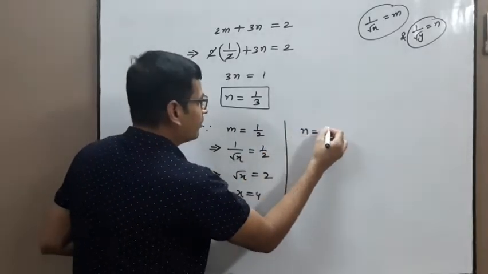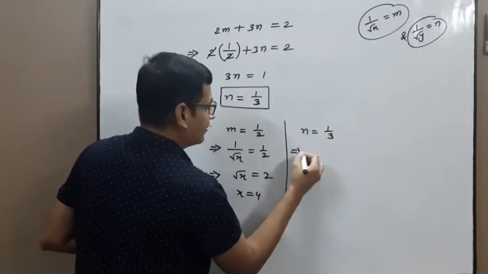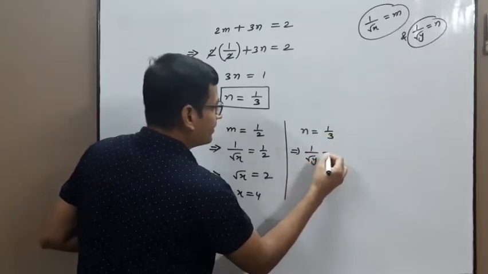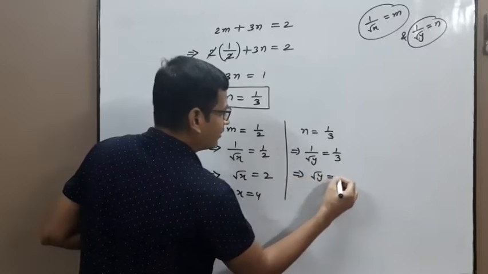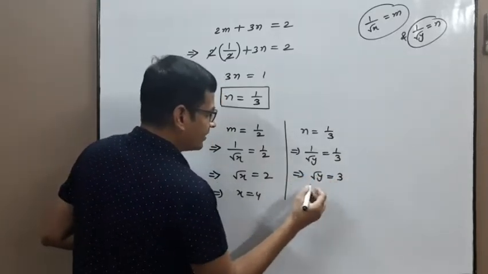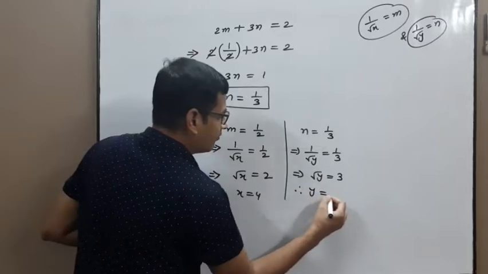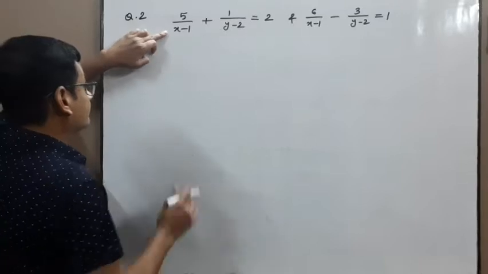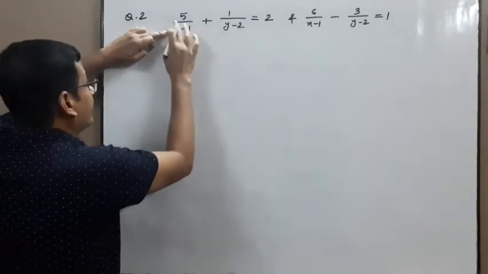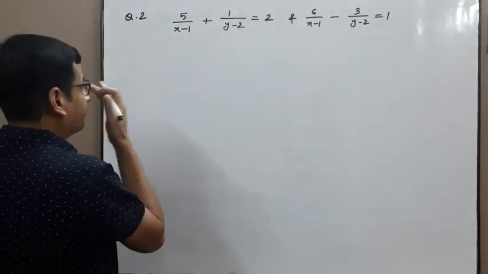Similarly, n equal to 1 by 3. So 1 upon root y is equal to 1 by 3. Cross multiply, root y equal to 3. Squaring on both sides, so y equal to 9. Next problem. Again convert into standard form.